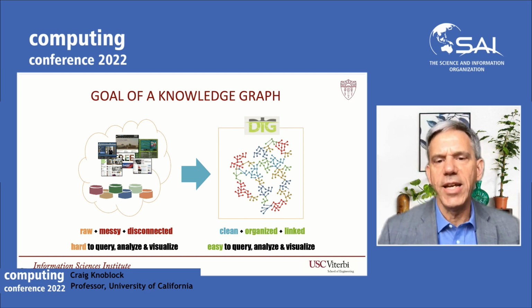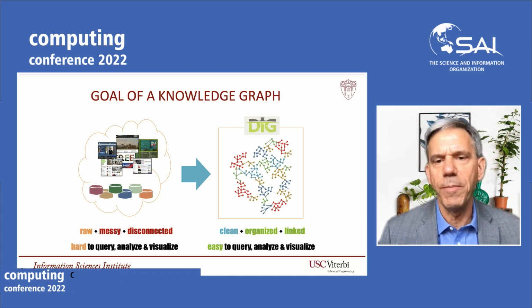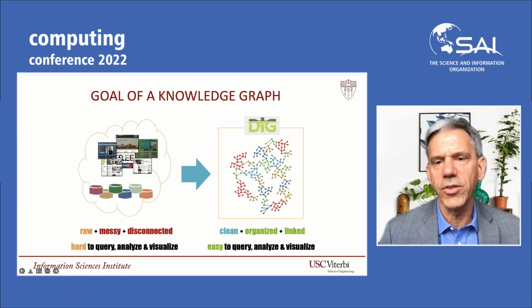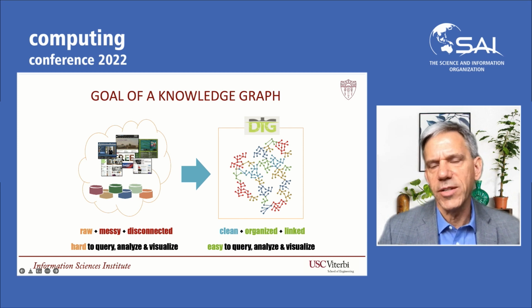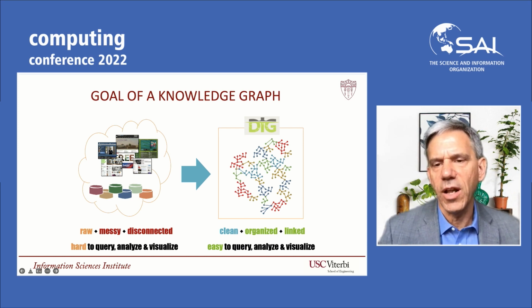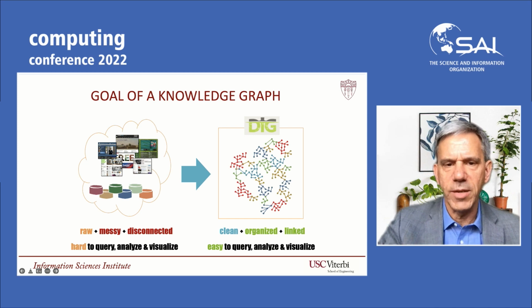So the basic idea is to be able to take all of this information out there that might be in different formats. So it might be on web pages and databases and files, and turn it from something that's sort of raw, messy, and disconnected into something that's clean, organized, and linked together. Right, so that you have some nice organization of the information that then it's easy to query, easy to analyze and visualize. And there's lots of different applications of this, and I'll talk a little bit more about applications towards the end of my talk.